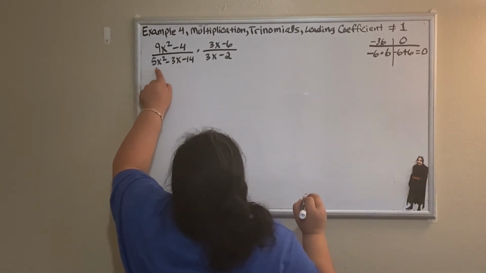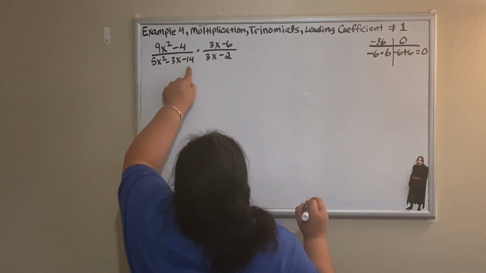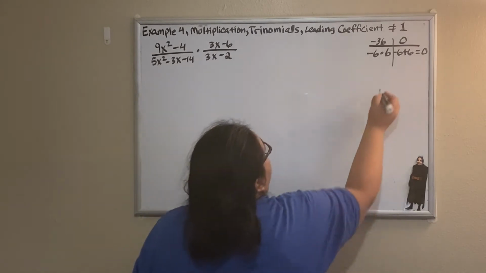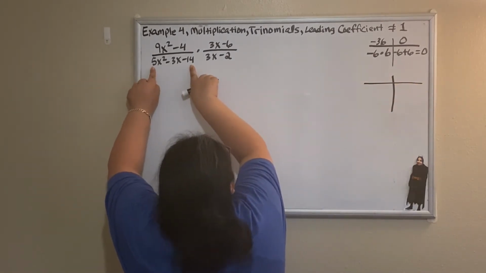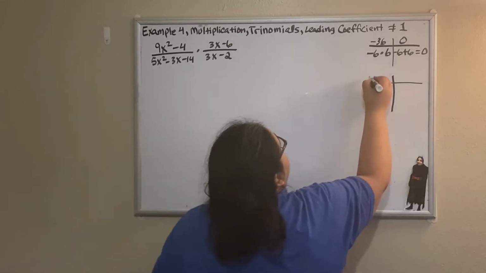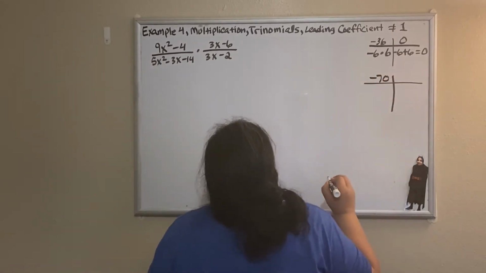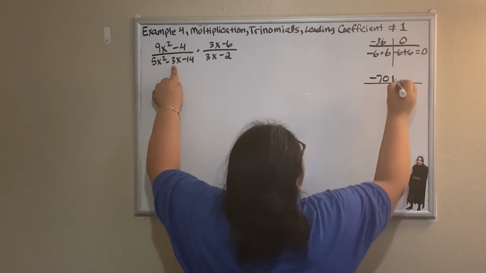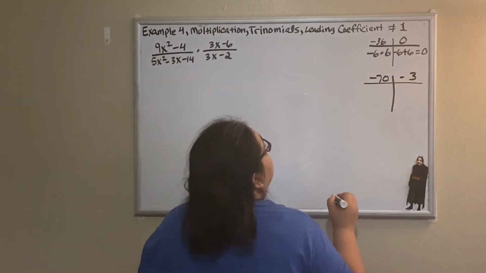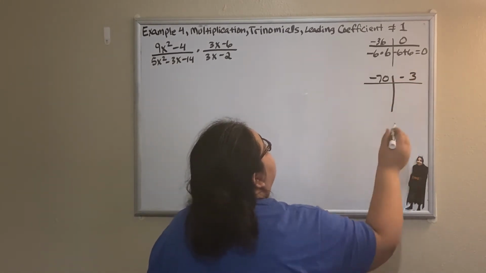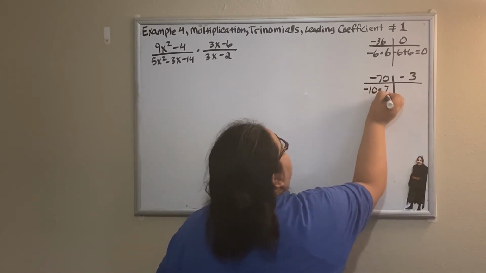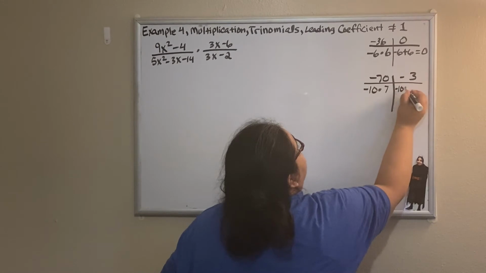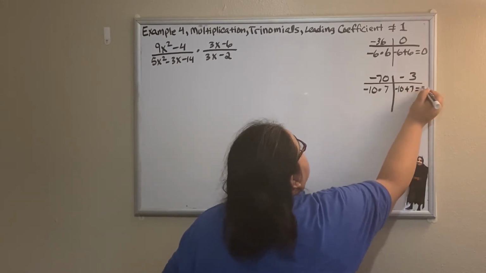Now we're going to do the same thing for 5x squared minus 3x minus 14. We're going to find numbers that multiply to give the product of 5 times negative 14, which would be negative 70, but add to give the middle term, which is negative 3. Well, the numbers that multiply to give us negative 70 but add to give us negative 3 are negative 10 times 7, and then negative 10 plus 7 is negative 3.